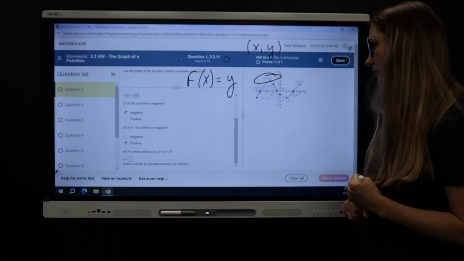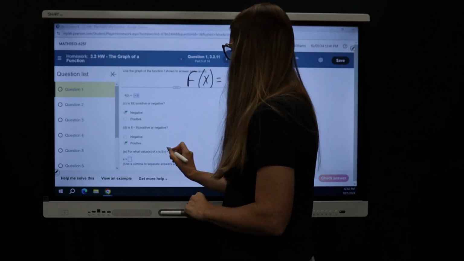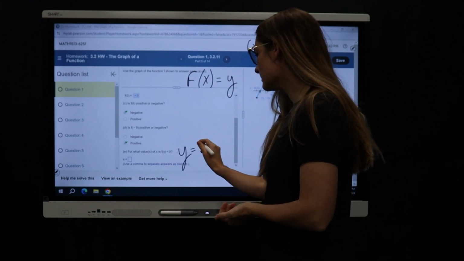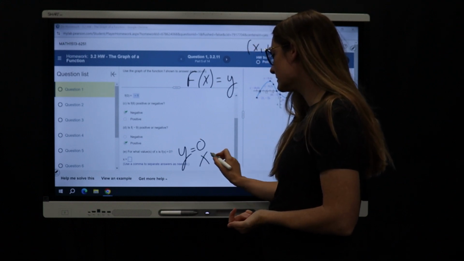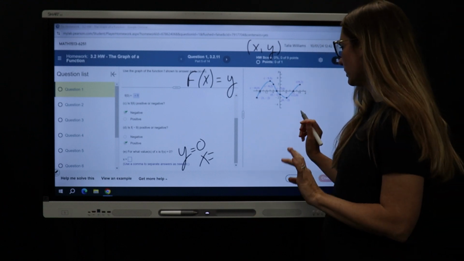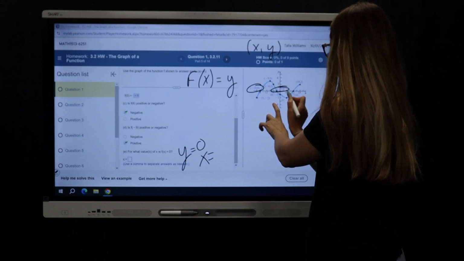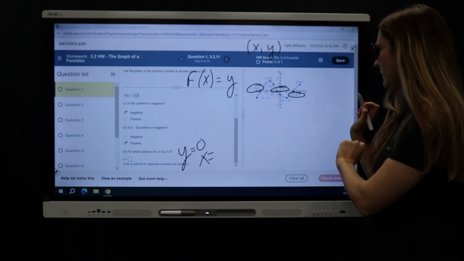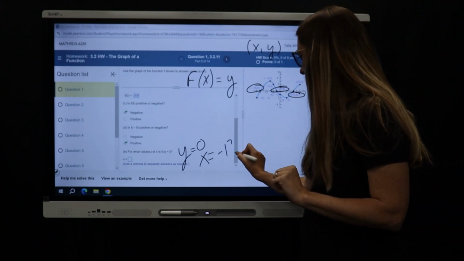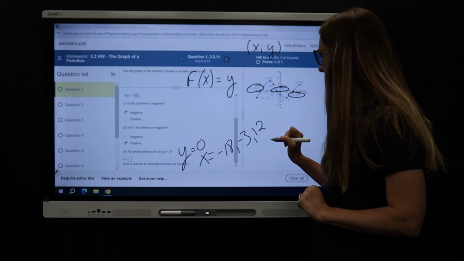For what values of x is f of x equal to 0? So this is the opposite now. They have f of x, so we have y equals 0, and they want to know what the x values are. We can have more than one x value on this, so we're looking for y is 0. Y is 0 there, y is 0 there, and y is 0 there. So our x values there, we have negative 18, negative 3, and 12.